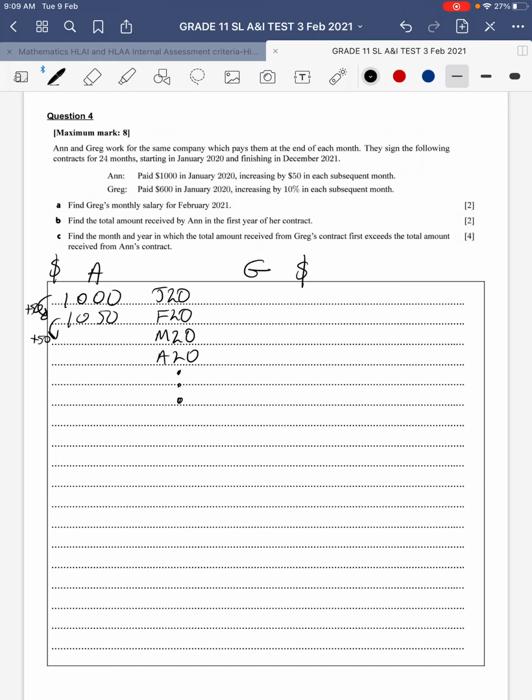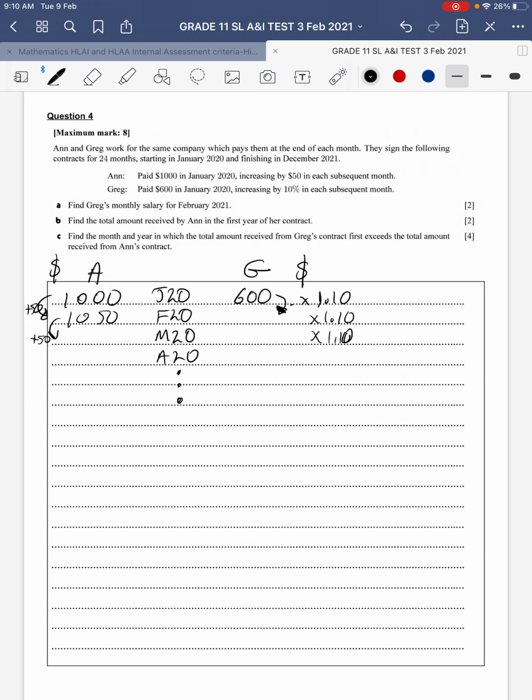Because if it's plus 50, this is something to do with arithmetic. And now look at Greg. Greg's paid 600 here, and that increases by 10%. It's tempting to do this, right? Plus 10%, but we've got to be super careful there because think about what it means if we increase by 10%. We've got 110% of the previous amount. So we've got all of it, 100 plus an extra 10%. So this is actually times by 1.10 to increase by 10%. So this is what's happening over here.